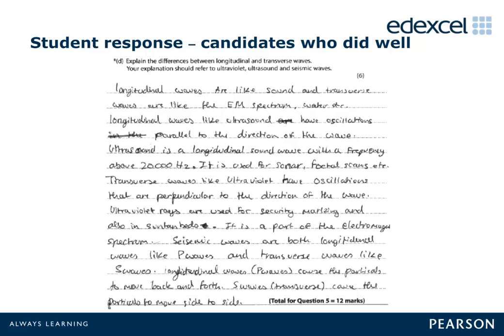The first question we will look at is from the higher paper. It is one of the two extended writing items on the paper. This response scored full marks, as it clearly explained the difference between longitudinal and transverse waves, using appropriate technical language and quoting appropriate examples. Candidates who did well in this type of question had a clear understanding of the physics and were able to structure their responses in a logical order, addressing all points in the question.